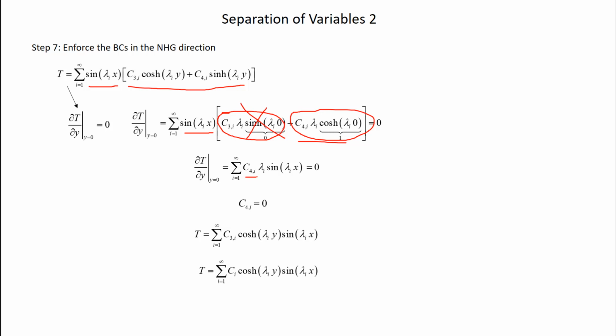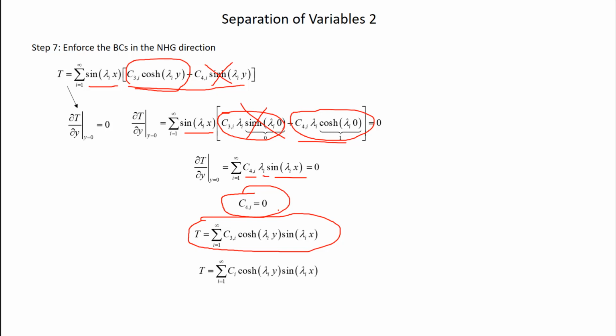So C4i times lambda i times sine of lambda i x has to be equal to 0. There's an easy way to make that true, and that's to set all of the C4i's equal to 0. Basically that kills off all these sinh terms, so I'm left only with this cosh term, and that's what I have here.